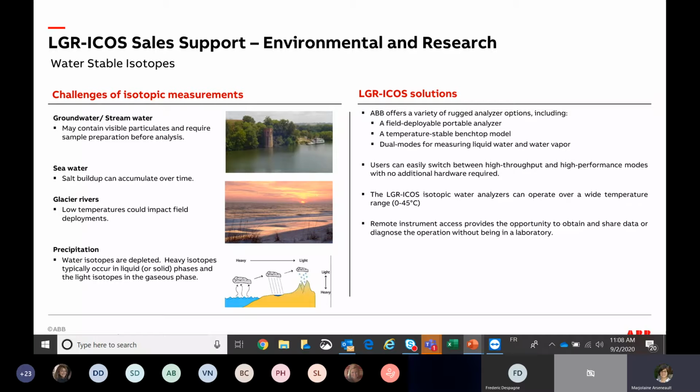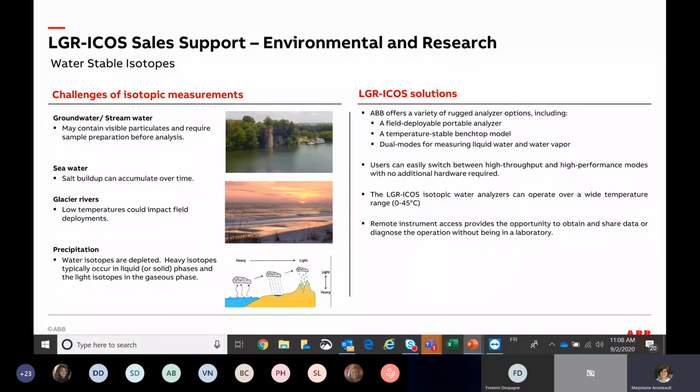And finally, precipitation. Here we have water isotopes that are depleted, because heavy isotopes won't evaporate as much, so they will occur more typically at a high concentration in liquid and solid, while lighter isotopes would be in the gas phase. So what are the LGR ICOS solutions to all these challenges?